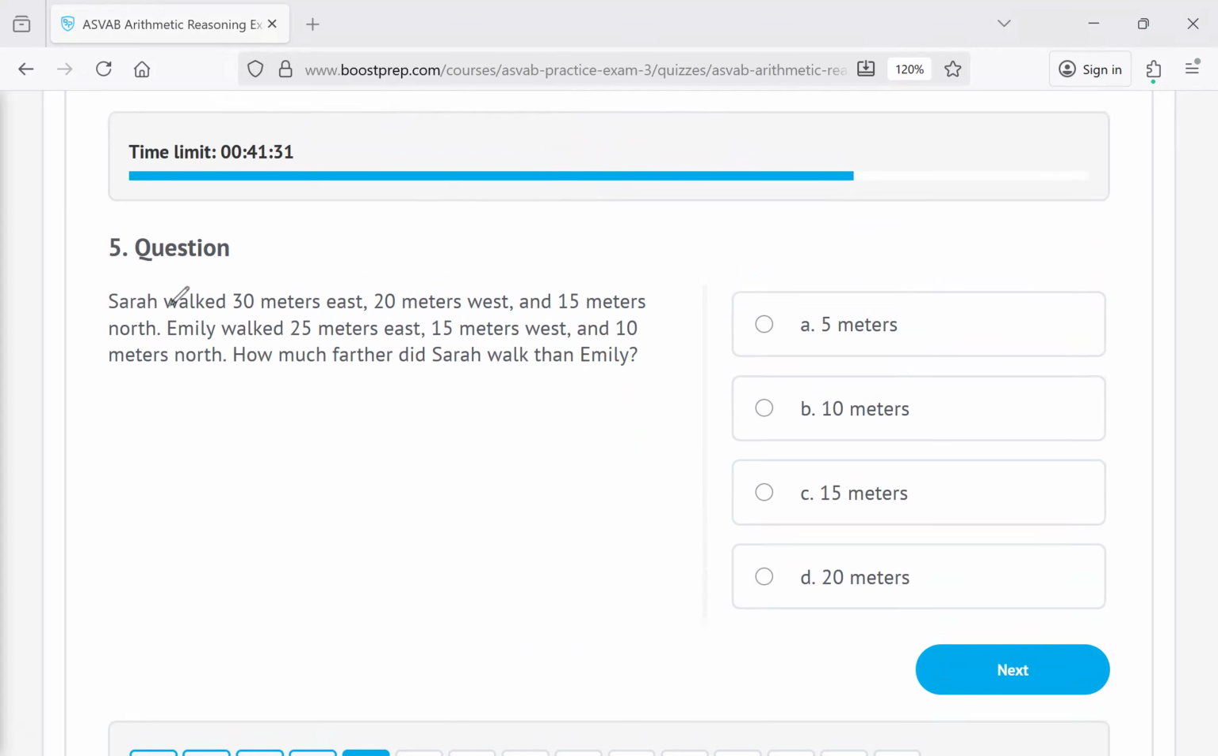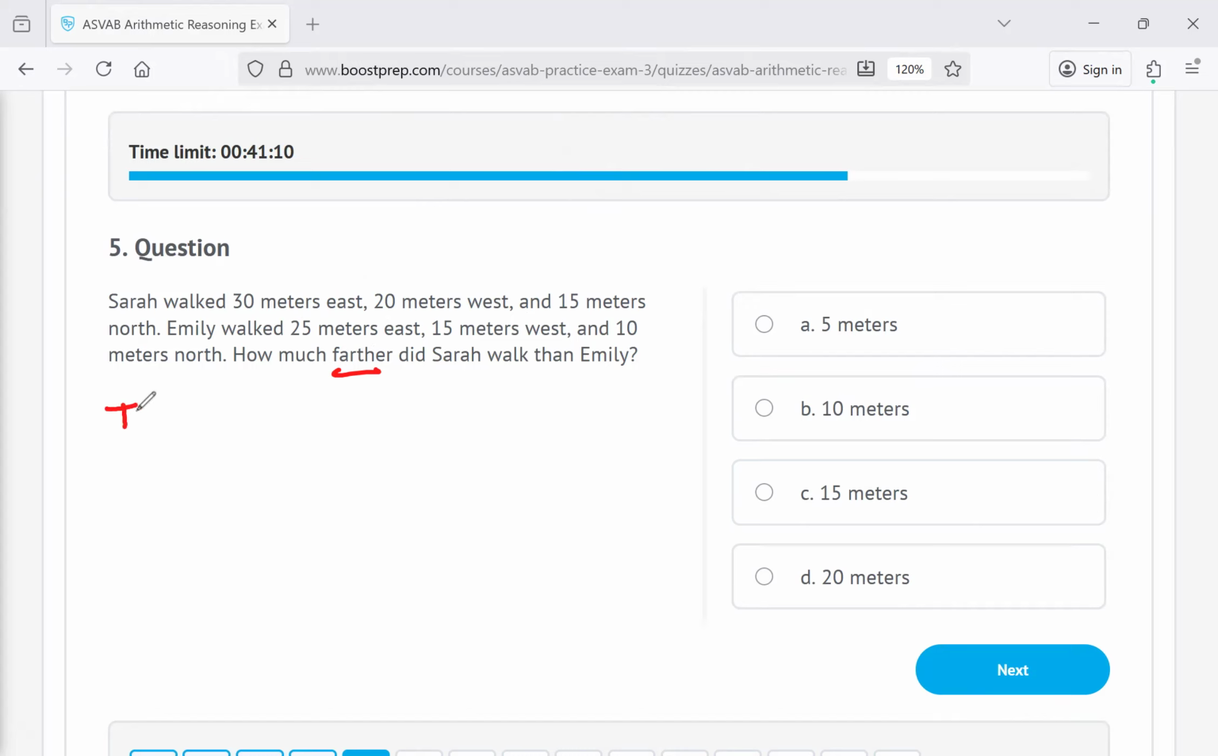Question four. Okay, question four says Sarah walked 30 meters east, 20 meters west, and 50 meters north. Emily walked 25 meters east, 15 meters west, and 10 meters north. How much further did Sarah walk than Emily? So when I hear the word further, I automatically know it's subtraction.